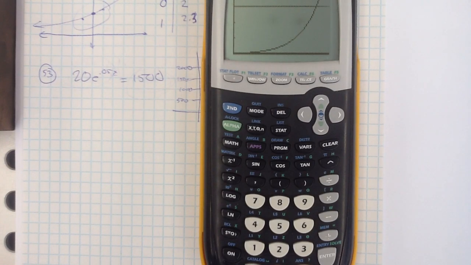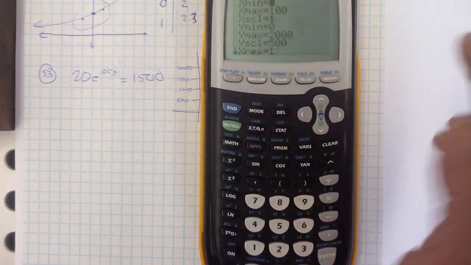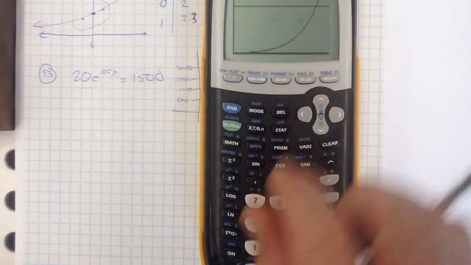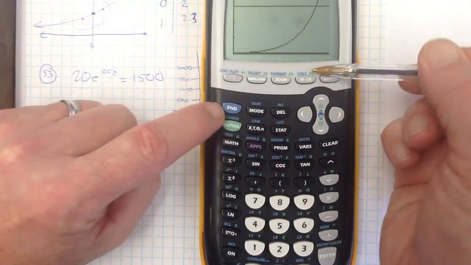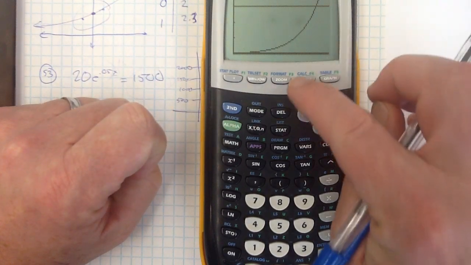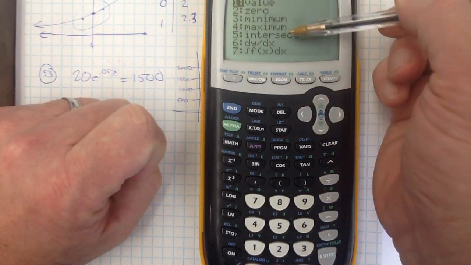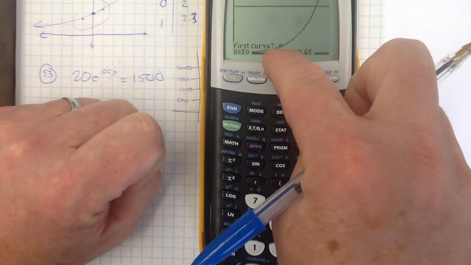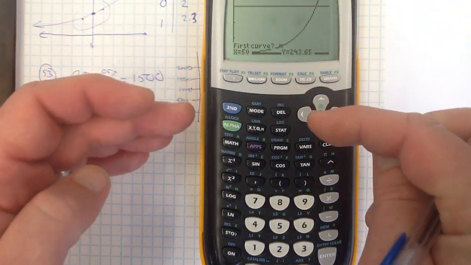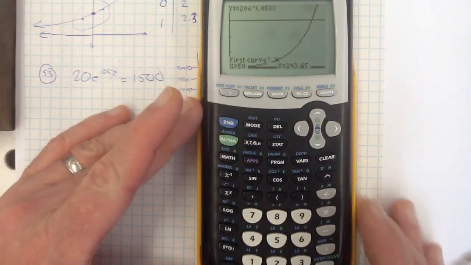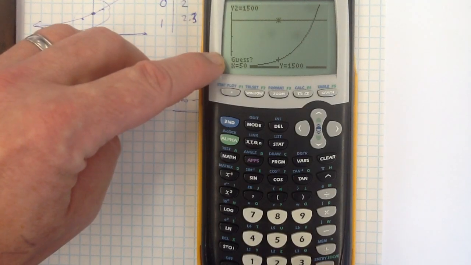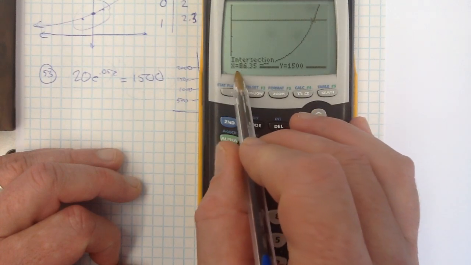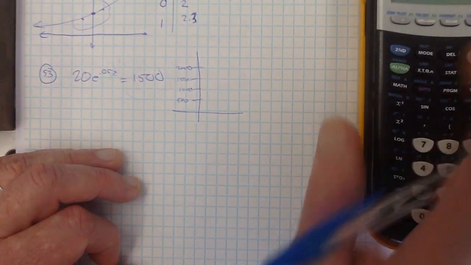Oh, I think we got it. If that wasn't big enough, I'd go back to the window and add another 0, and so on. But it looks like we got it. And then to find the intersection, I'm going to go second, calculate, and get the calculate menu, and I'm looking for the intersection. It's going to ask you first curve, second curve, because you could have more things in your y equals menu than just 2, but I only have 2 in there, so I just need to hit enter 3 times, and there's my intersection. It's at x is equal to 86.35.